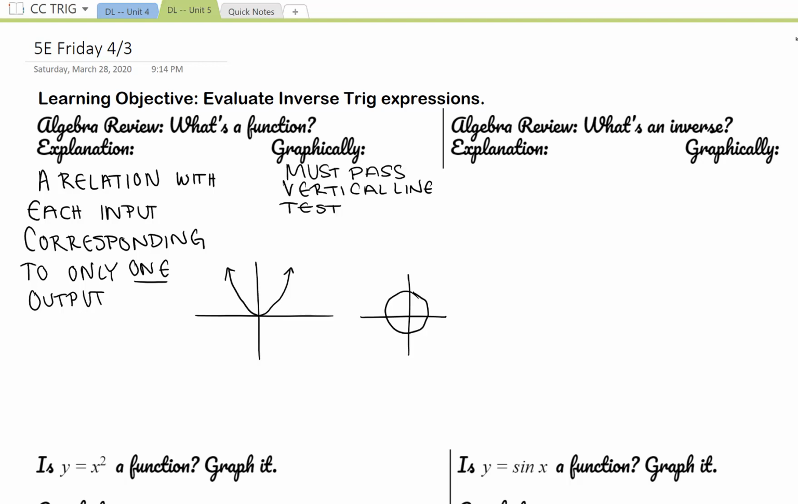That means that any vertical line that crosses the graph should only touch the graph at one point. No more than 1 point. So you see this intersect, but it is not intersecting more than once. So a parabola passes the vertical line test, but a circle, this line right here, has already failed the vertical line test because it's intersecting the circle twice.